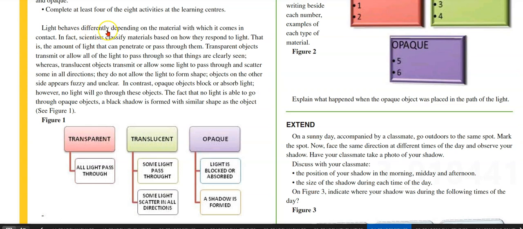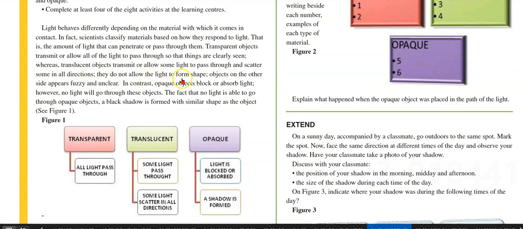Light behaves differently depending on the material with which it comes in contact. In fact, scientists classify materials based on how they respond to light. That is, the amount of light that can penetrate or pass through them. Transparent objects transmit or allow all of the light to pass through so that these things are clearly seen. Whereas translucent objects transmit or allow some light to pass through and scatter some in all directions.